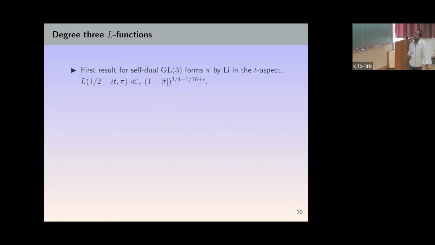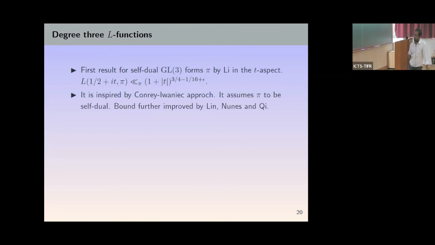Note that here T to the power 3/4 is the convexity. The analytic conductor in the T aspect should be T to the power 3 because the degree is 3, and then the convexity will be T to the power 3/4. And she obtained the bound 3/4 minus 1/16. But she has to assume self-duality because she adapts the Conrey-Iwaniec approach. Due to this, she has to assume non-negativity.